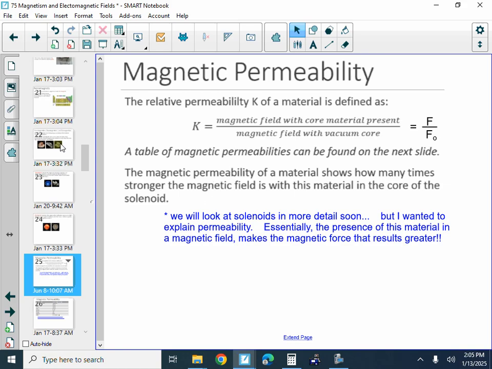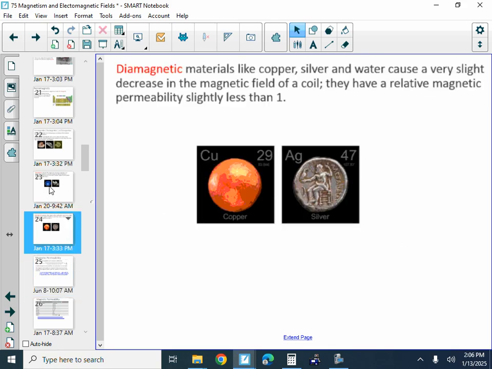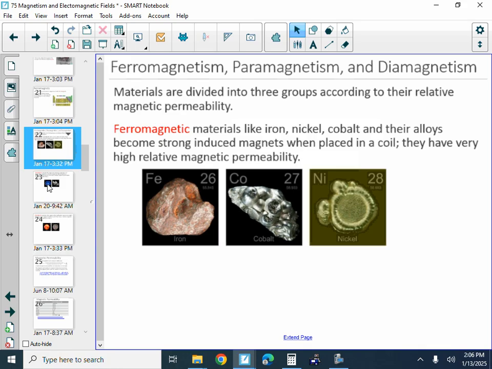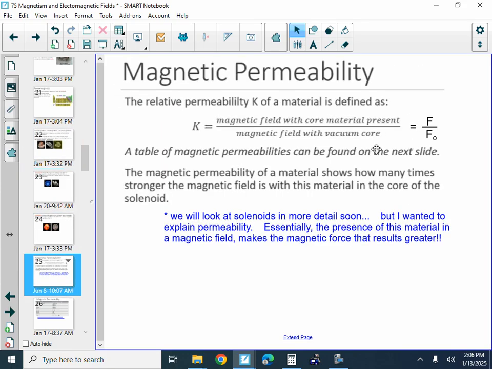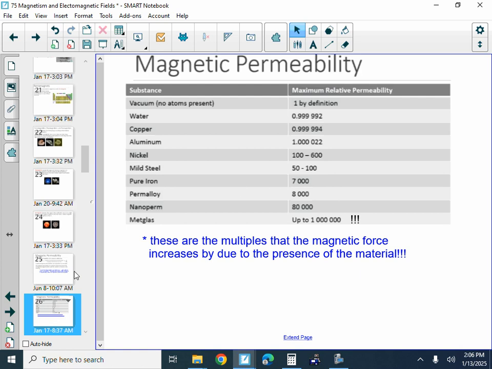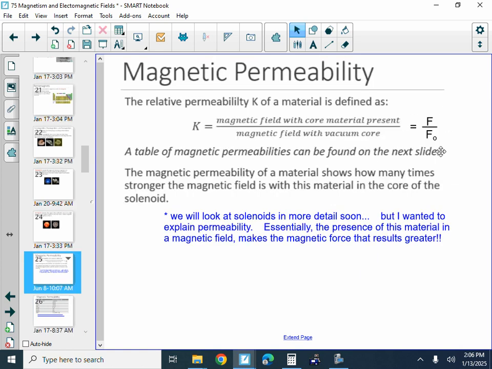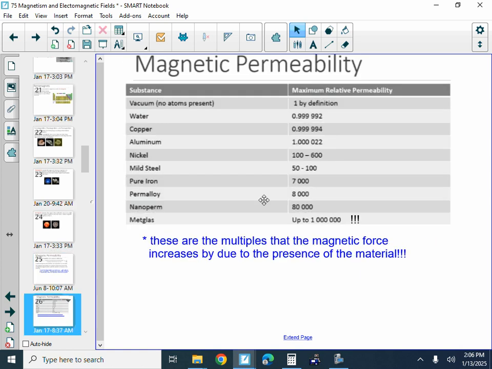So each of these substances has what's called a magnetic permeability. It gives the strength of the magnetic field as a multiple, right? So if you have the magnetic permeability as a ratio, then you can get a multiplier. When you divide the two substances' values, you get a multiplier.